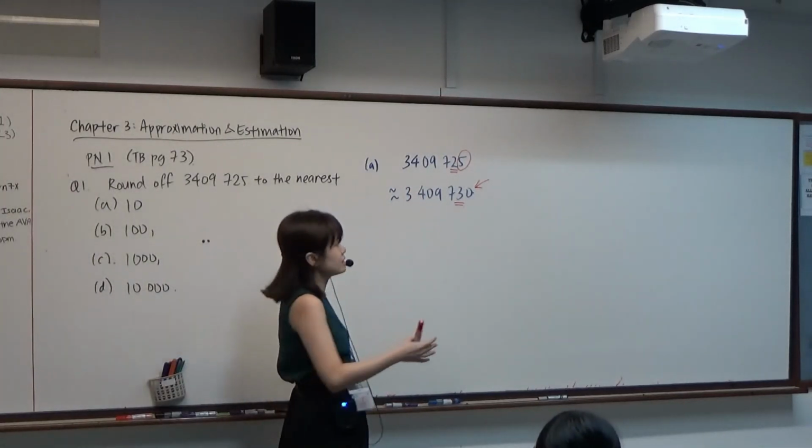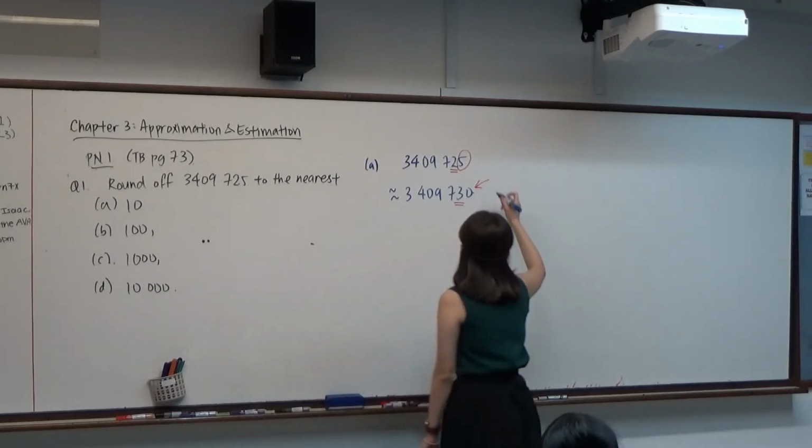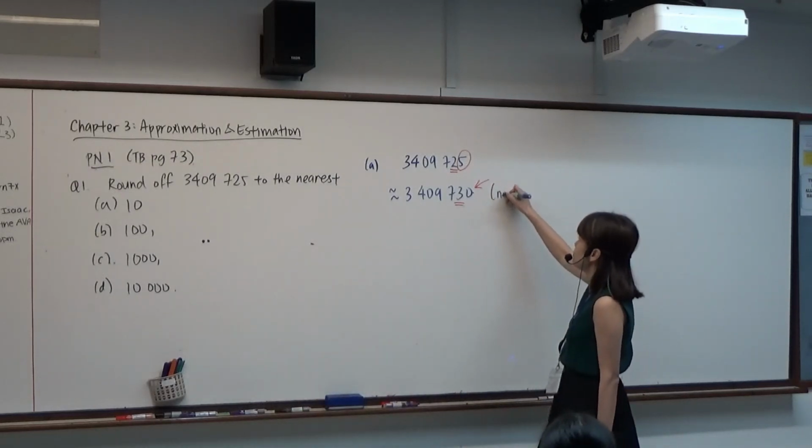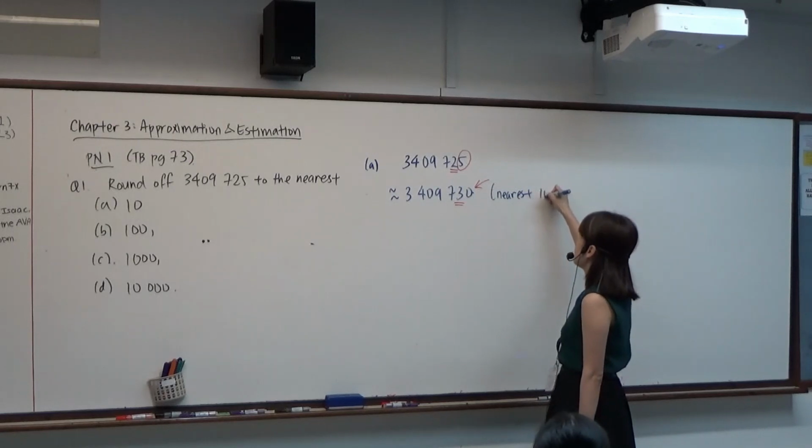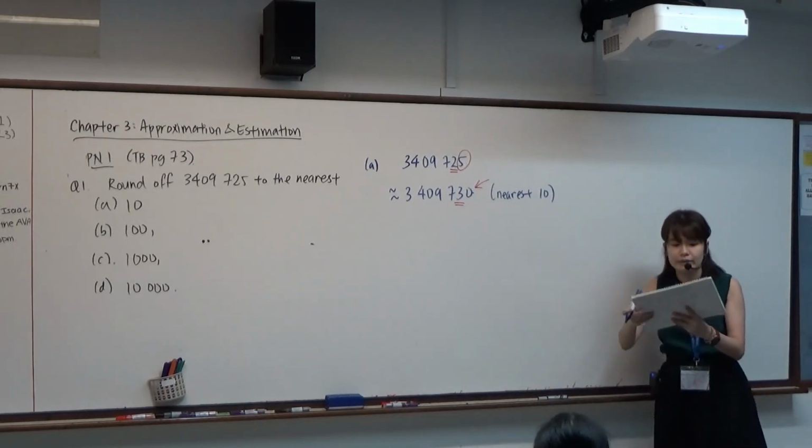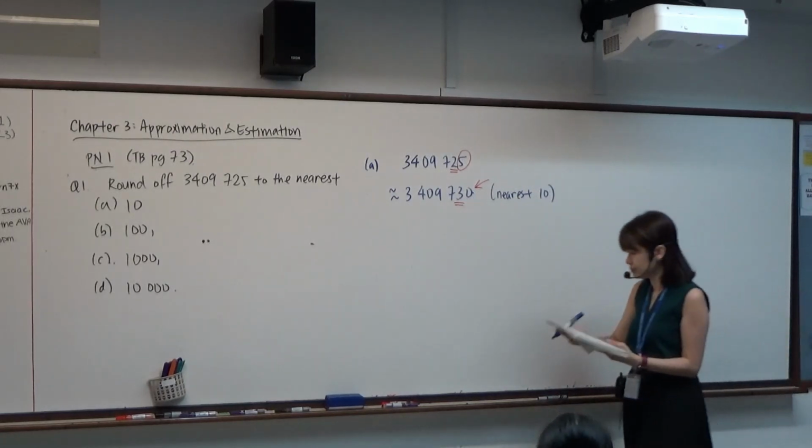The red marking is not necessary. What's also important is that we put brackets nearest 10 because that is how we go about rounding off.